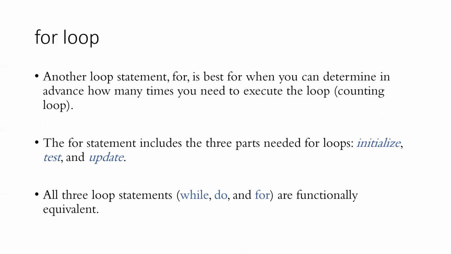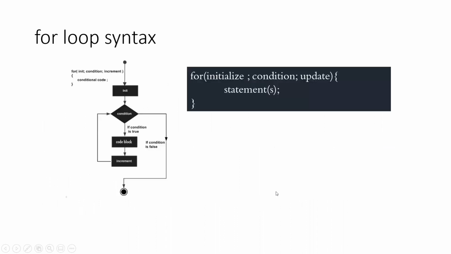Similar to the while and the do while, the for statement also includes three parts necessary for loops. We have the initialization, the condition or the testing, as well as the update in order to terminate the loop. So all three loop statements, the while, the do, and the for, are functionally equivalent. So here's the syntax of the for loop.